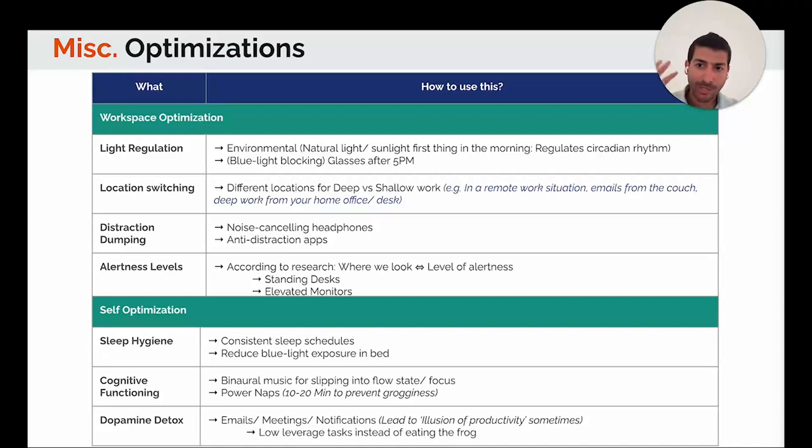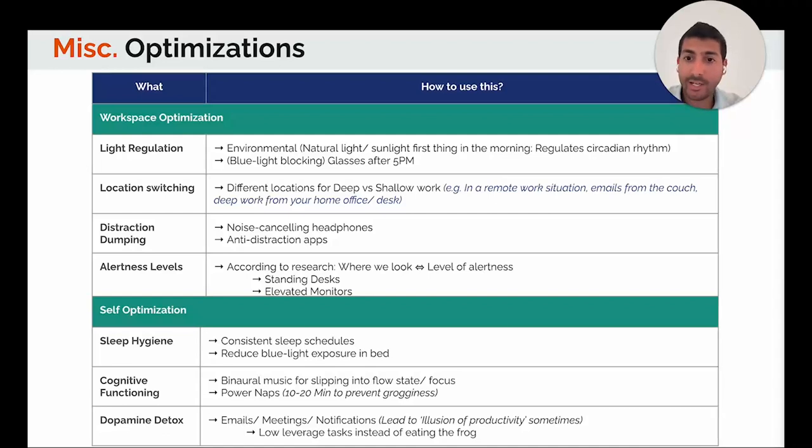So you have workspace optimizations that you can make, and then you have self-optimization techniques that you can leverage. In the workspace section, you have light regulation, where the idea is to have the right kind of light depending on the time of the day, right? Because it helps regulate your circadian rhythm. It gets you into a peak state of productivity and all the good stuff that comes with it. Another thing that you could consider doing is using blue light blocking glasses after 5 or 6 p.m. in the evening, right? Because that then helps regulate your sleep schedule for the upcoming night.